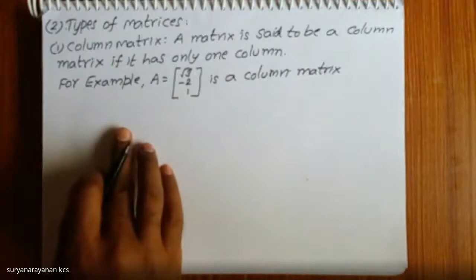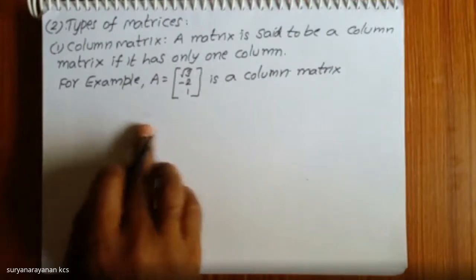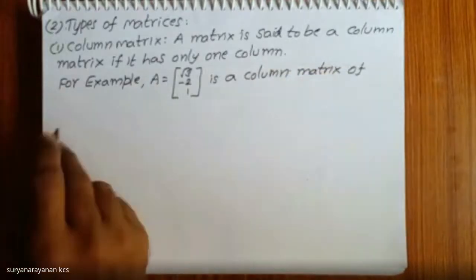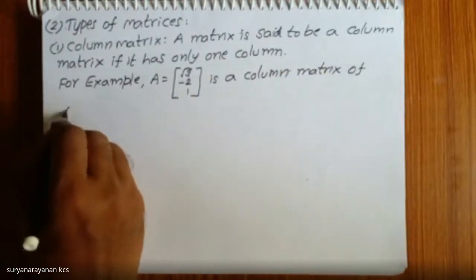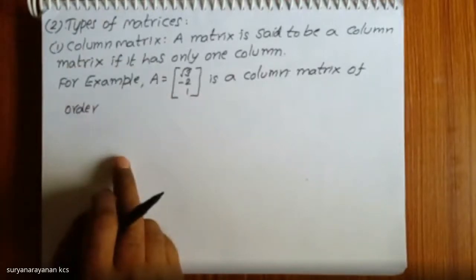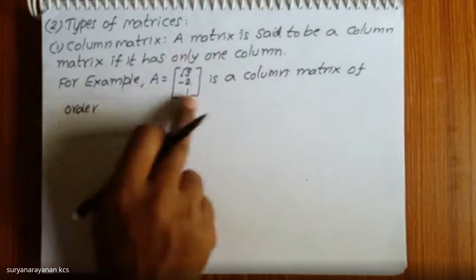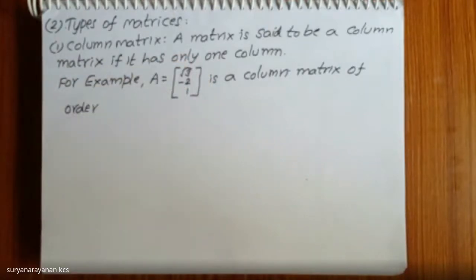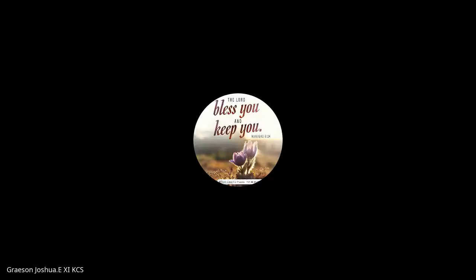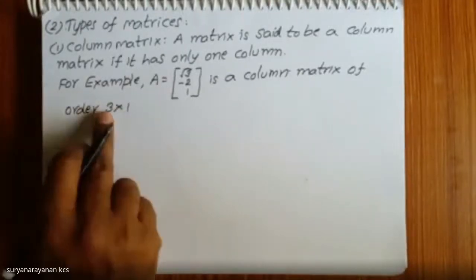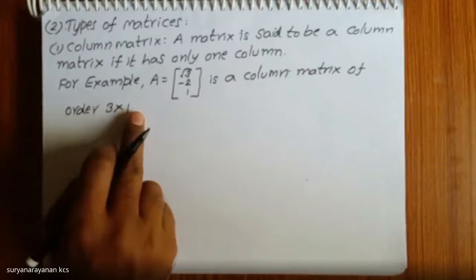So it is a column matrix. How many columns are there in this matrix? One, sir. Yes, very good. That is why it is called a column matrix. Now, can you tell me the order of this matrix? How many rows are there? 3 by 1, sir. Yes, very good. 3 by 1. 3 rows and 1 column.